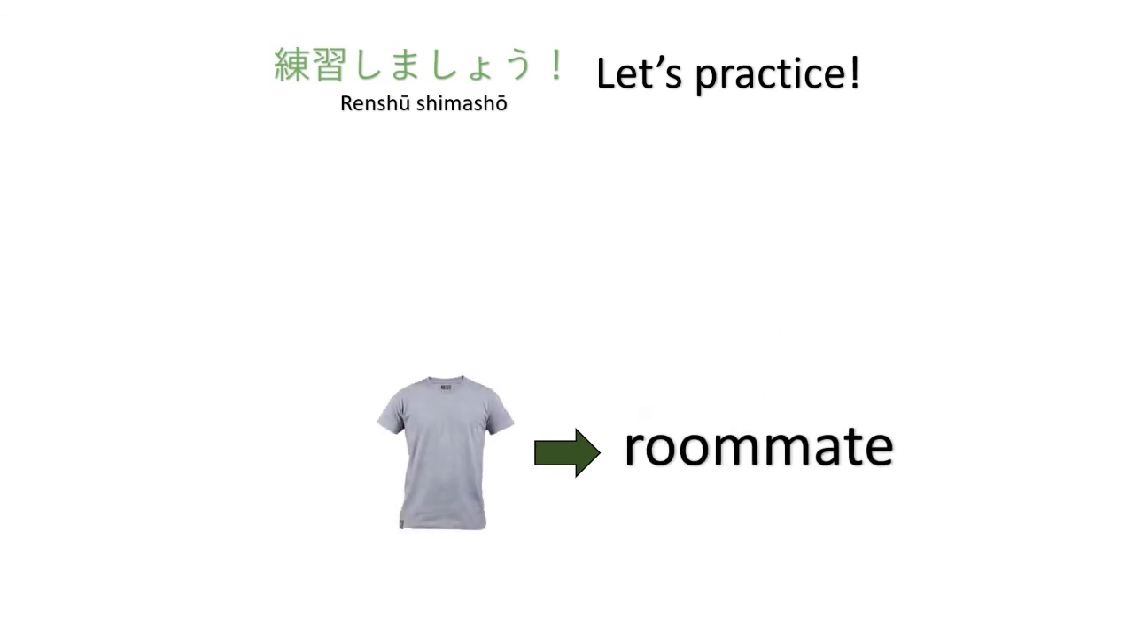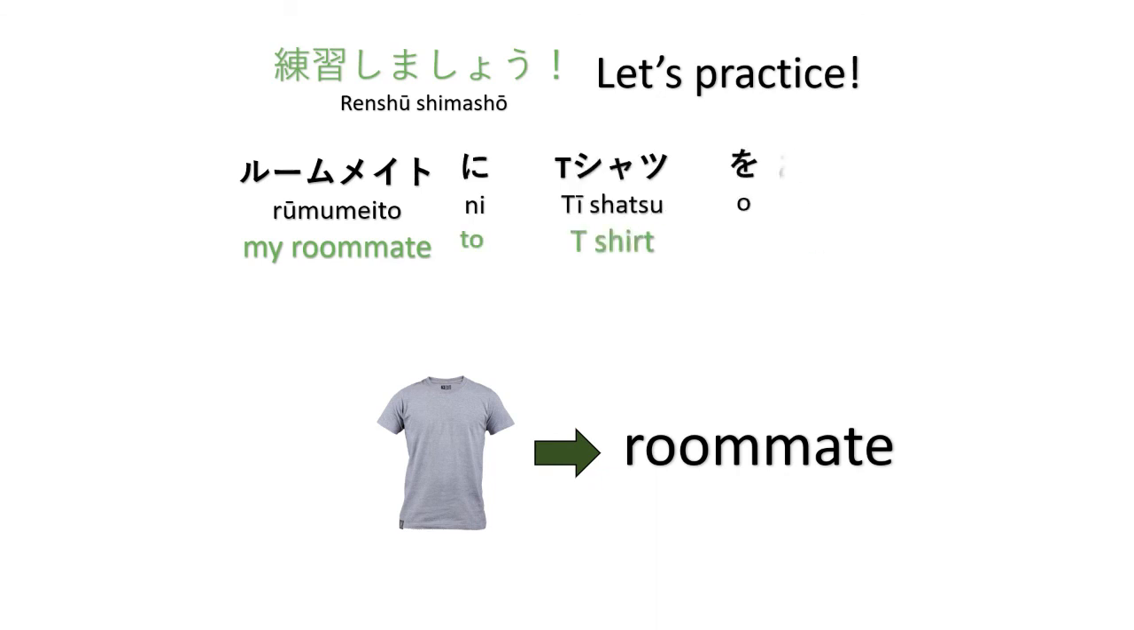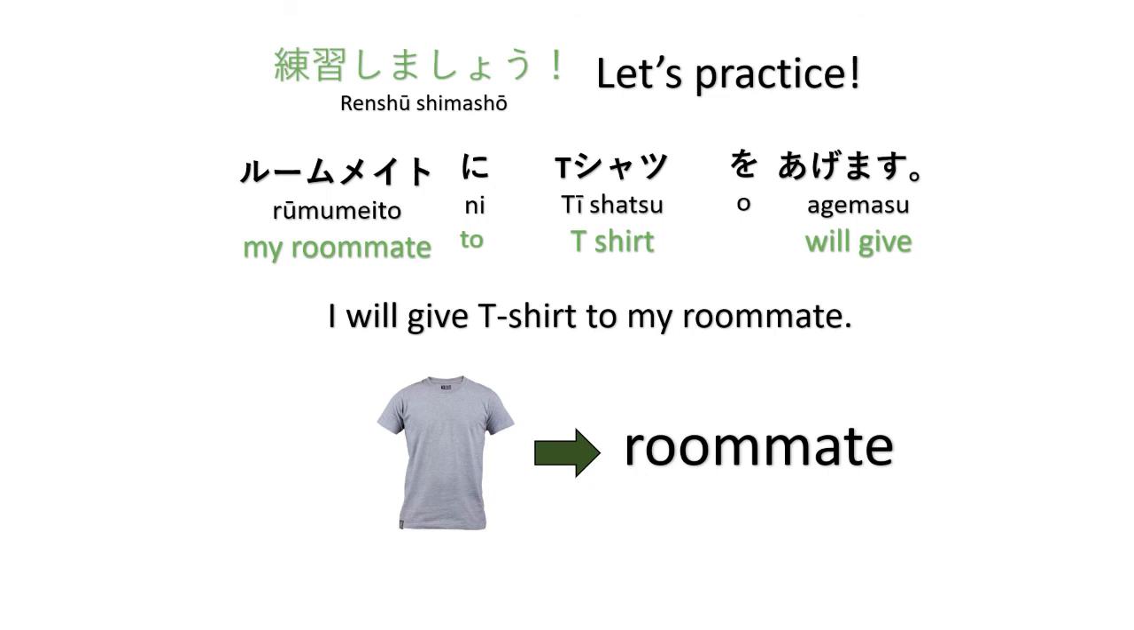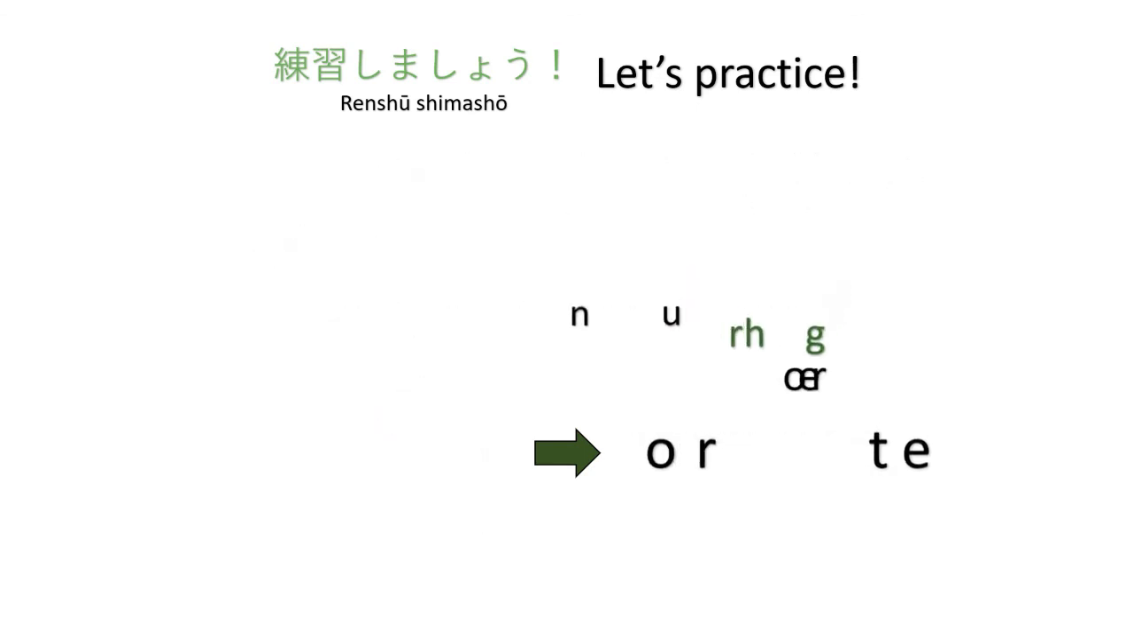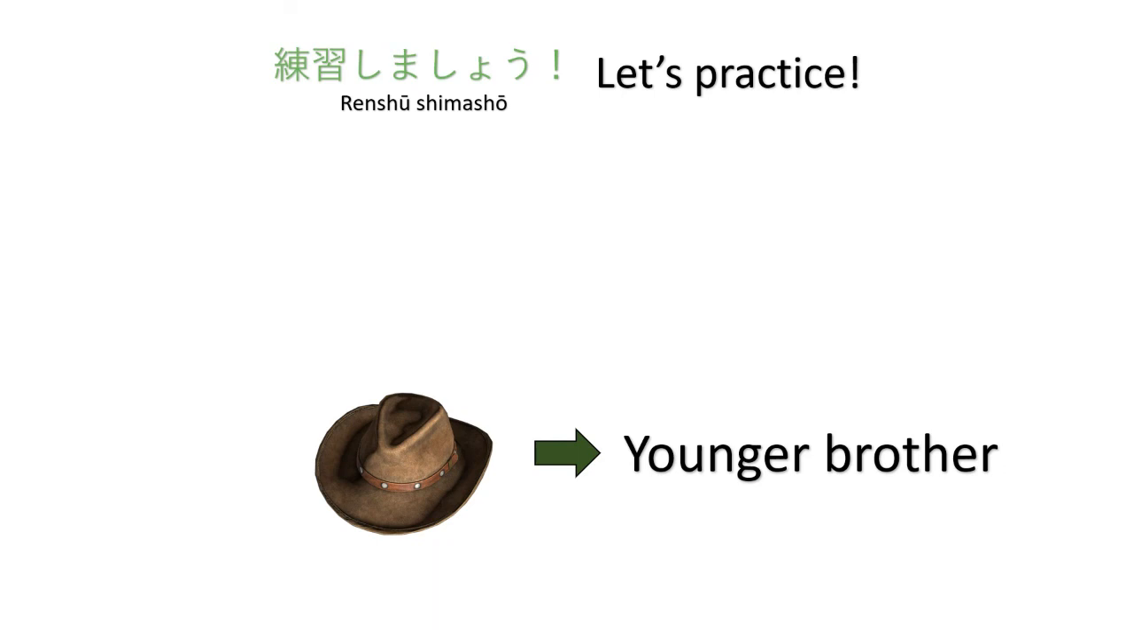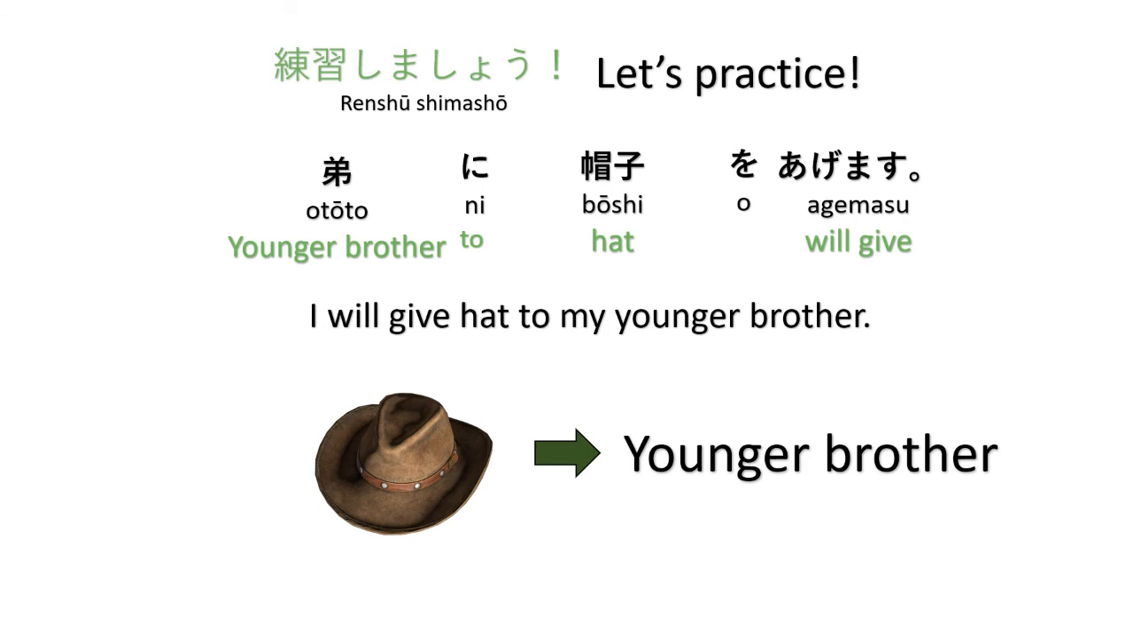Next, t-shirt to my roommate. So, ルームメイトに T シャツをあげます. I will give a t-shirt to my roommate. And then hat to my younger brother. Younger brother in Japanese is 弟. So 弟に帽子をあげます. I will give a hat to my younger brother.